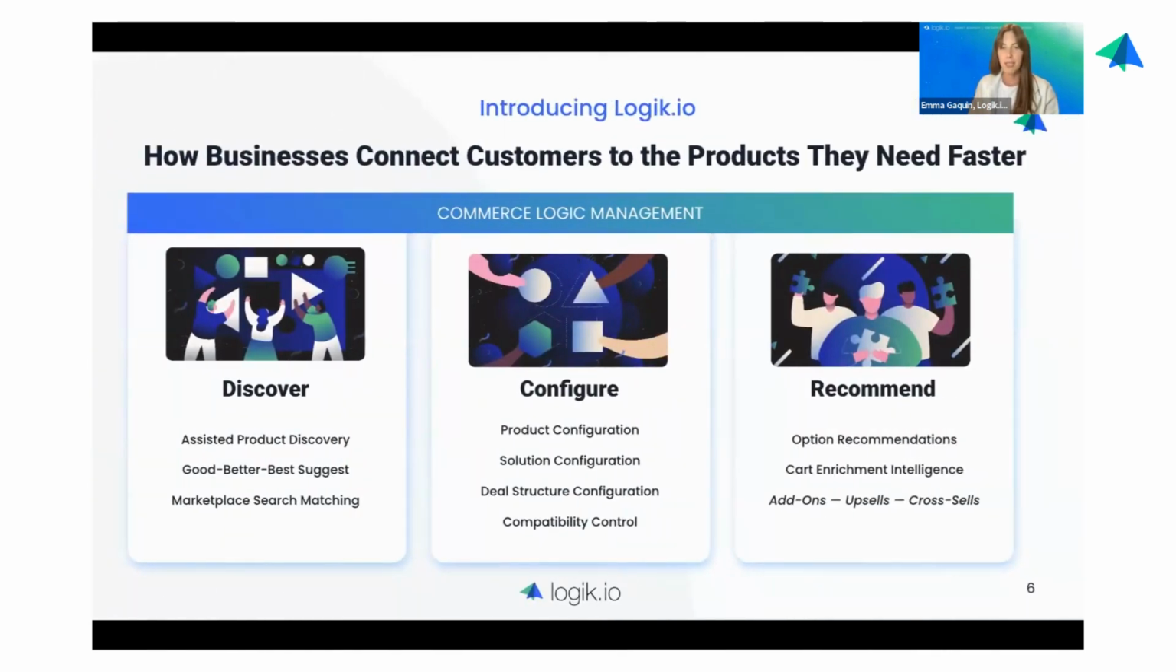At Logic, we're able to meet those buyer expectations and help you connect them to your products and services faster and more accurately than ever. We do this through a few different ways. First, offering assisted product discovery and good, better, best solution matching when someone puts in a search query. We're also able to provide marketplace search matching. Configuration is what we were born from. It's our bread and butter. We offer product solution and deal structure configuration, as well as compatibility control for your customers. Then my favorite is our ability to recommend. So offering product recommendations and cart enrichment options for your buyers. And then also this creates a great channel for cross-sells and upsells smoothly to your clients as they shop.